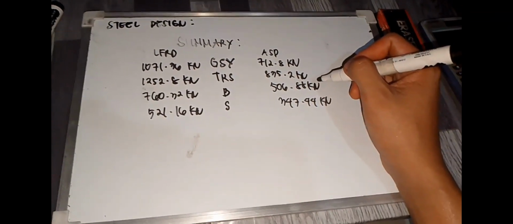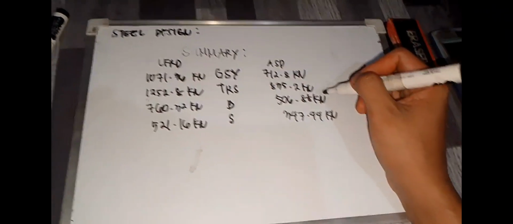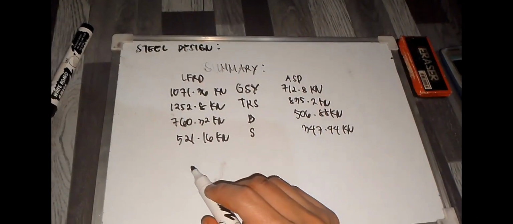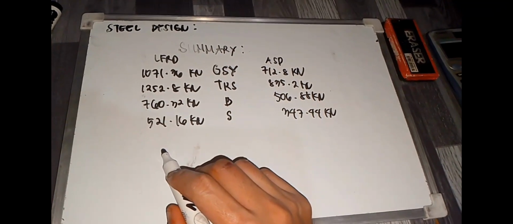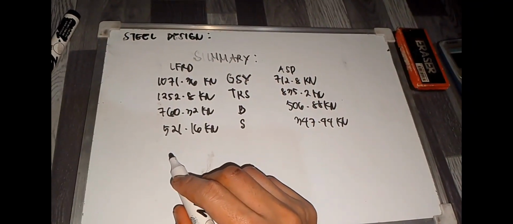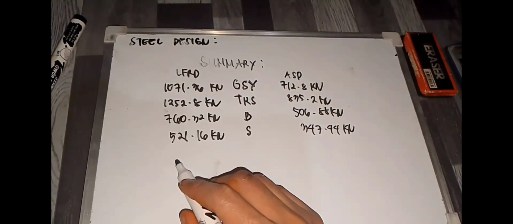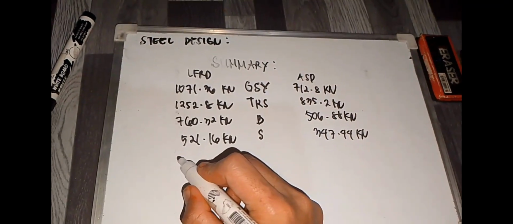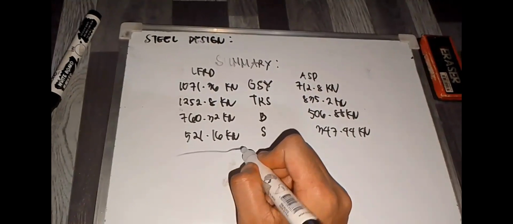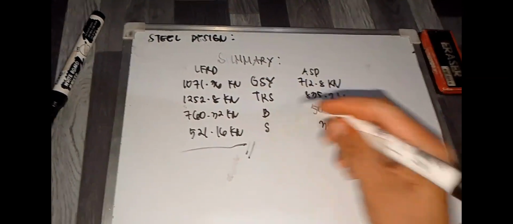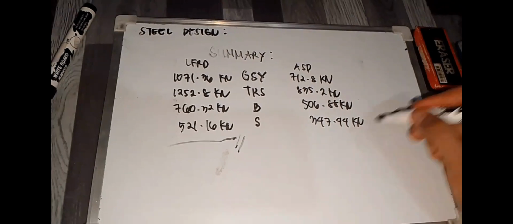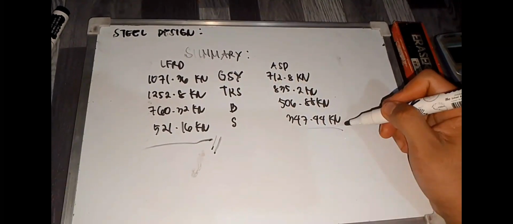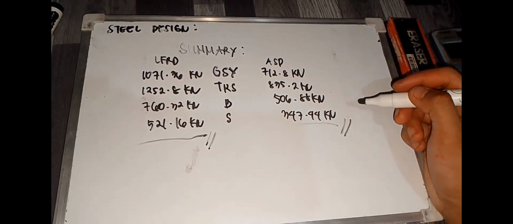So the problem is to find the design strength and allowable strength. To find the design strength and allowable strength, we must choose the lesser one. So in LRFD, the design strength is 512.16 kN, and in ASD the allowable strength is 347.44 kN.